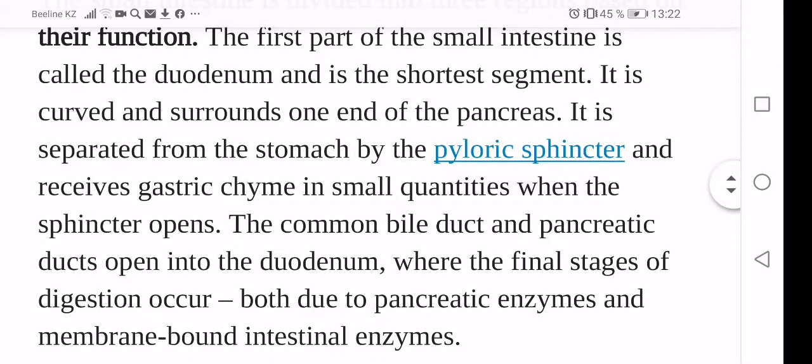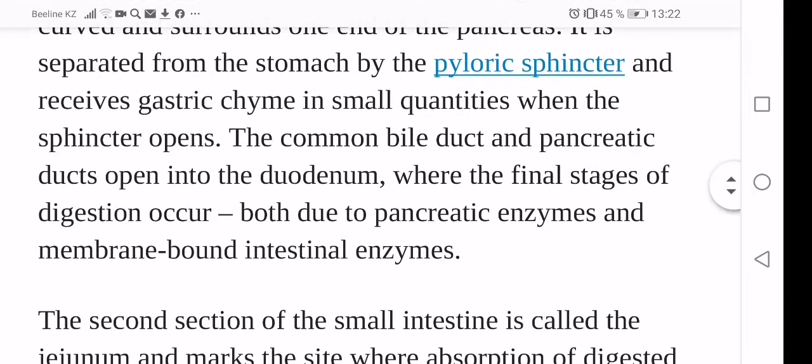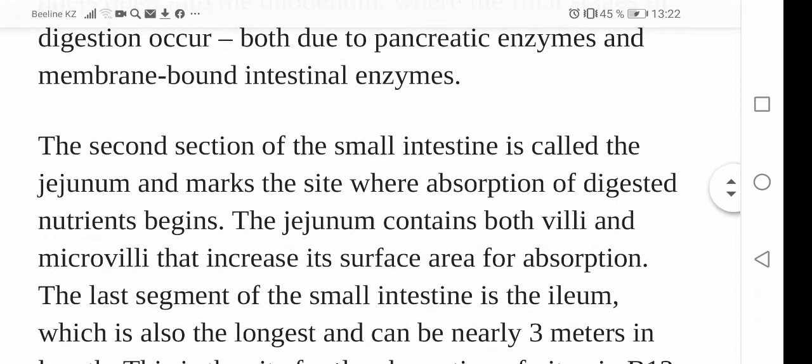It is separated from the stomach by the pyloric sphincter and receives gastric chyme in small quantities when the sphincter opens. The common bile duct and pancreatic ducts open into the duodenum, where the final stages of digestion occur, both due to pancreatic enzymes and membrane-bound intestinal enzymes.